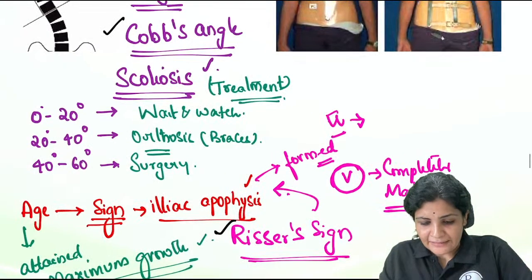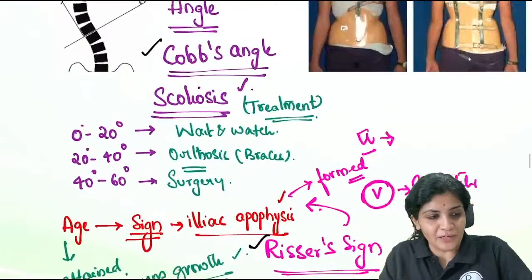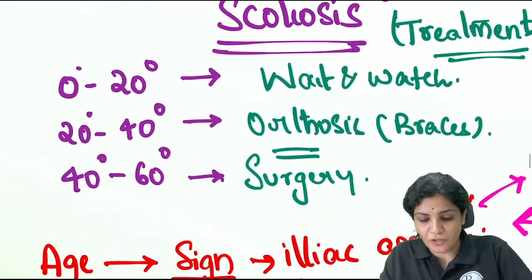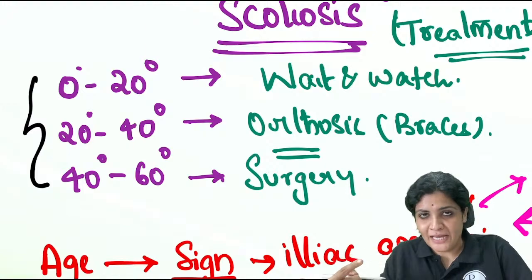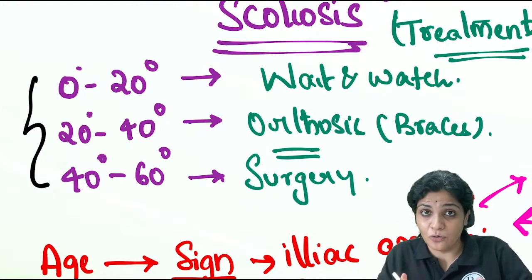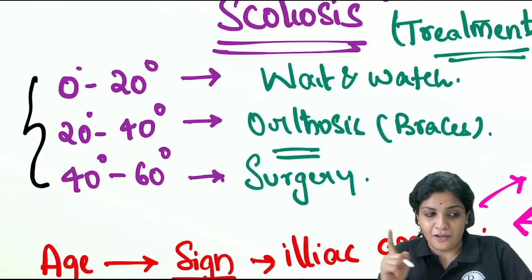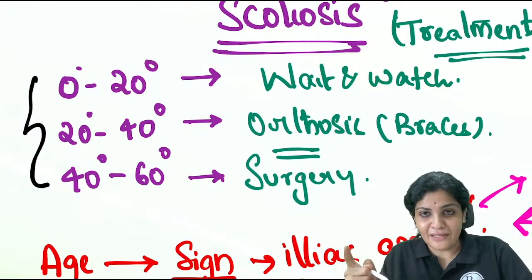Okay, is this clear? This is very, very important. Whenever somebody asks about the Cobb's angle, they have asked enough times what the Cobb's angle is, so this time they might ask how it is helping. They can put up a 30 degree scoliosis and ask you the treatment.